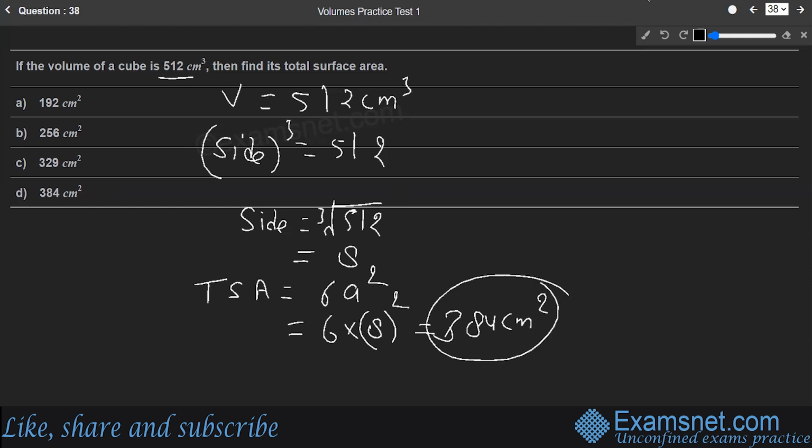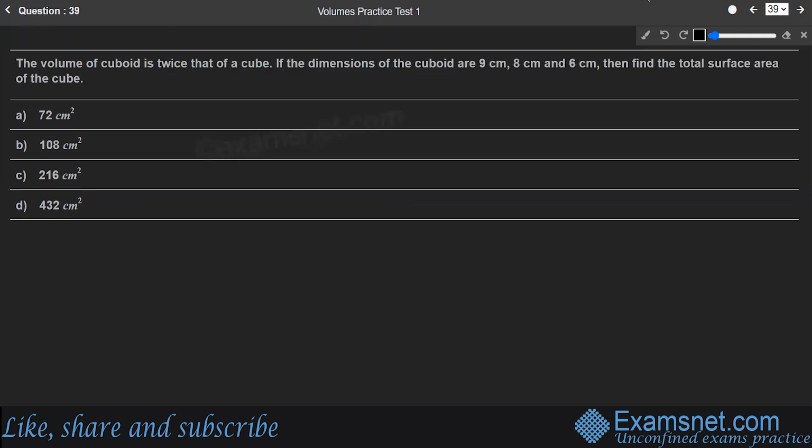So that is the total surface area of the cube: 384 centimeter square. He says the volume of the cuboid is twice that of a cube. If the dimensions of the cuboid are L is 9, breadth is 8 and height is 6, then find the total surface area of the cube.